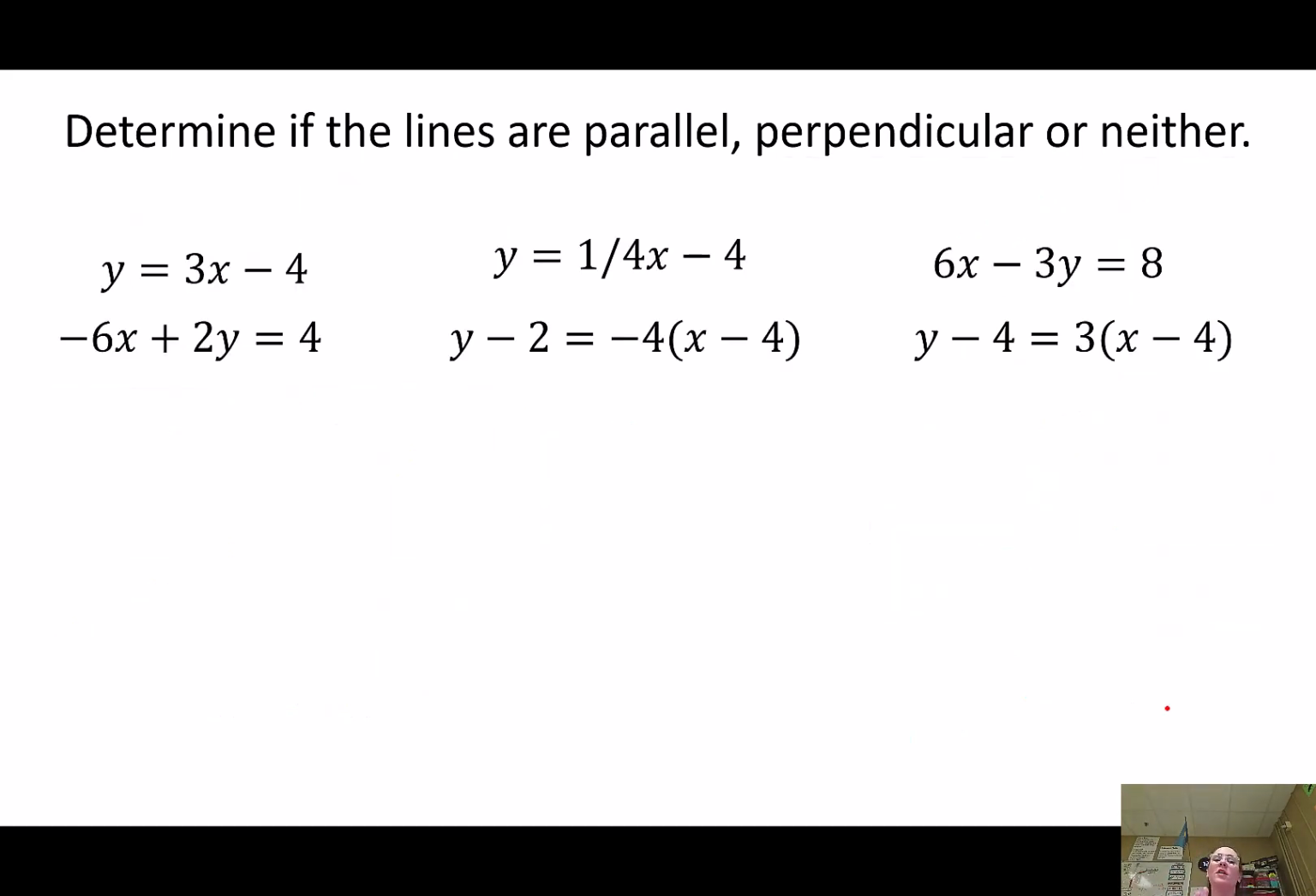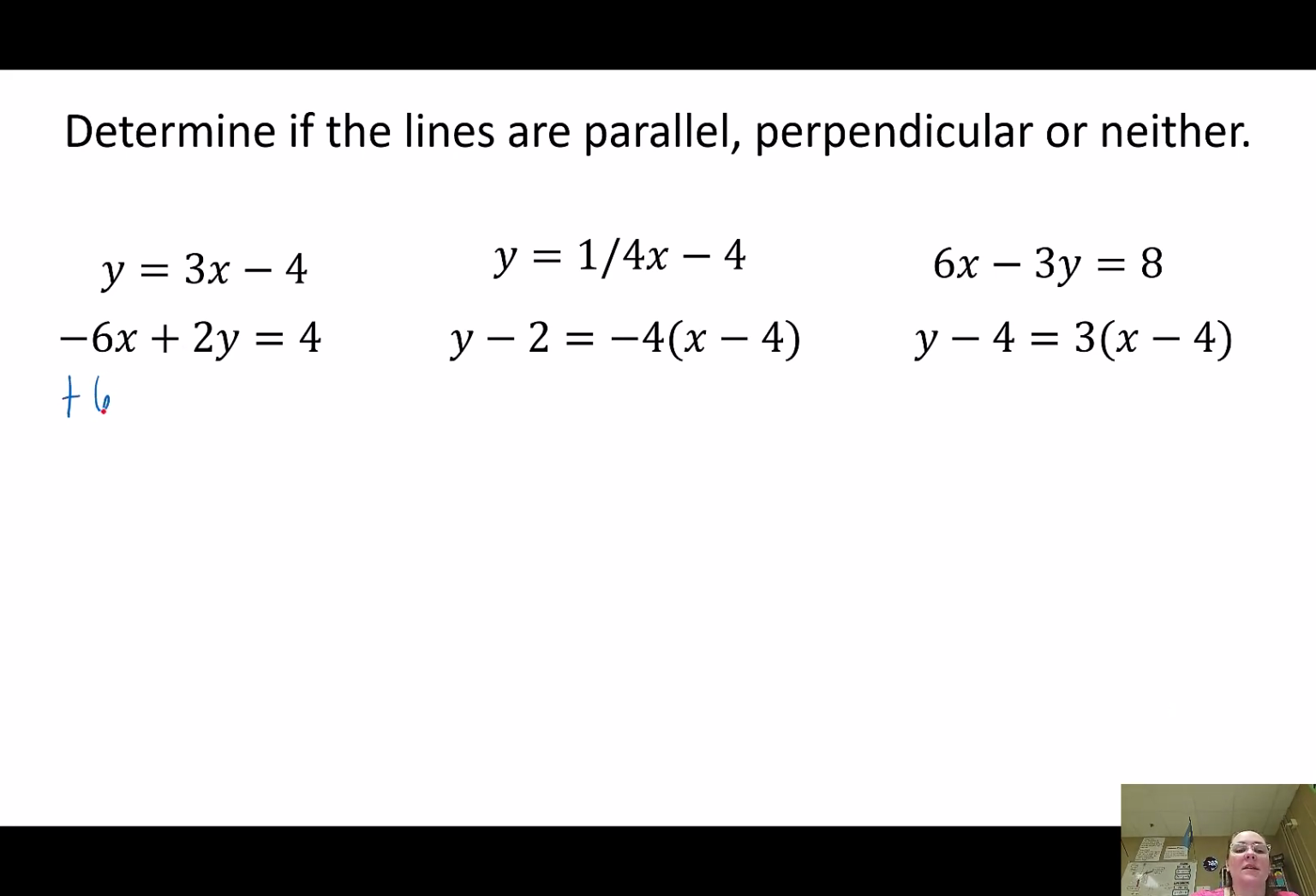All right, so we're going to look at these equations and determine, are the lines parallel, perpendicular, or neither? Okay, so looking at this first set here, I've got y is equal to 3x minus 4. So now I have to look at, what is the slope of the second line? It's not really easy to tell, so we're going to put it into slope-intercept form.